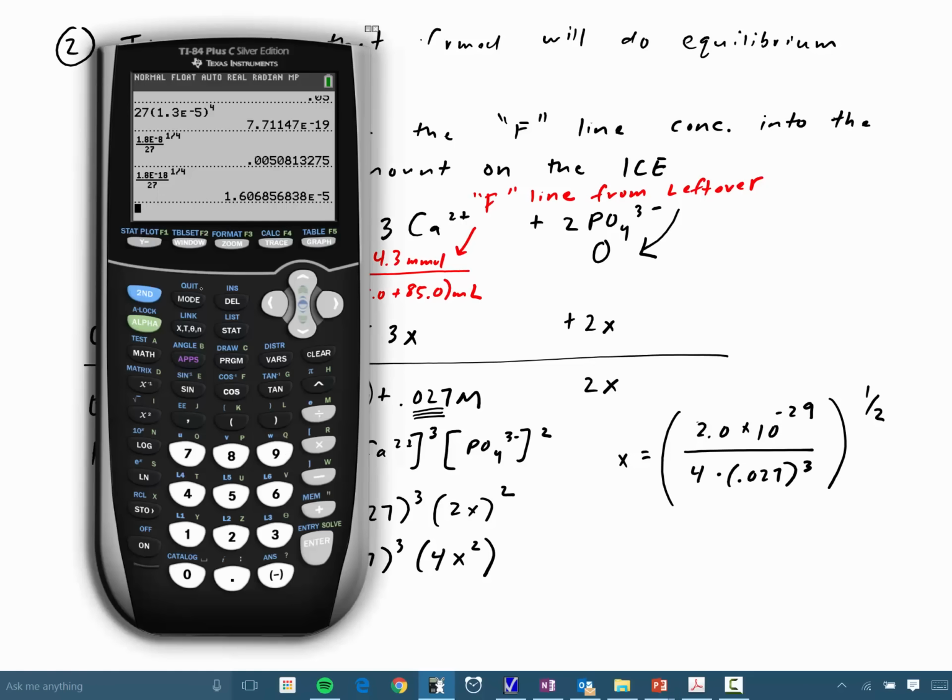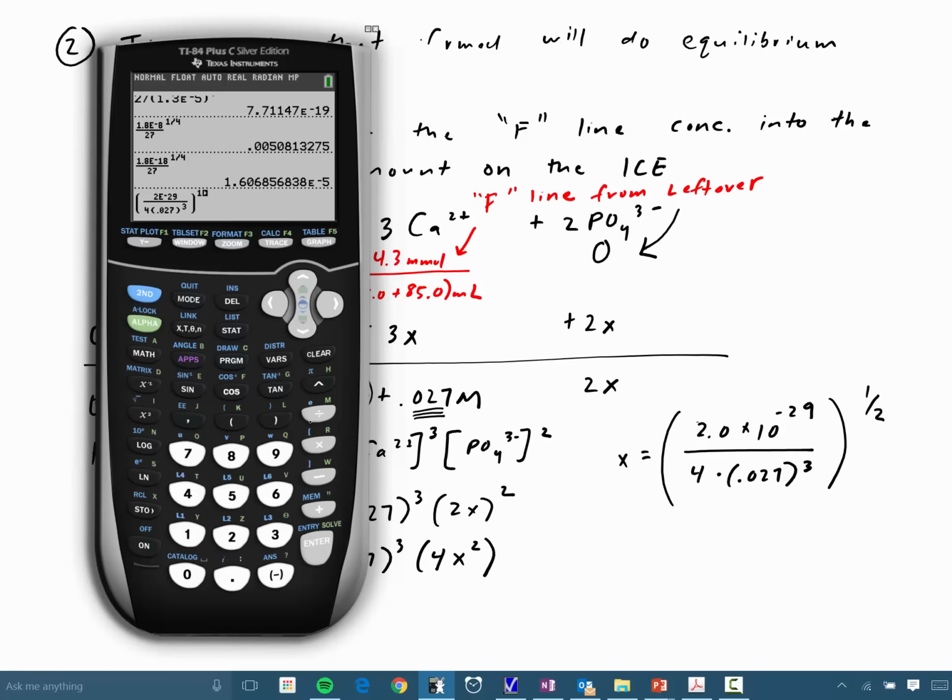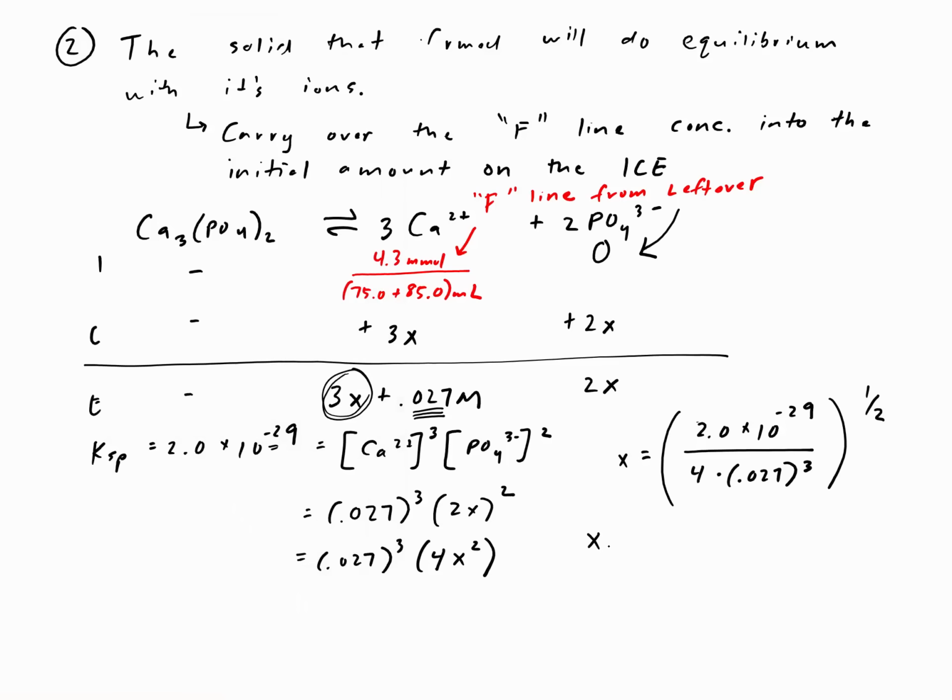So I'm going to do a parentheses. I'm going to use the fraction form on my calculator and try to enter this all in one shot here. Times 0.027 cubed. And then square root this, so I'll take it to the 1/2 power. Enter. And I get 5.0 times 10 to the negative 13th. So x equals 5.0 times 10 to the negative 13 moles per liter.